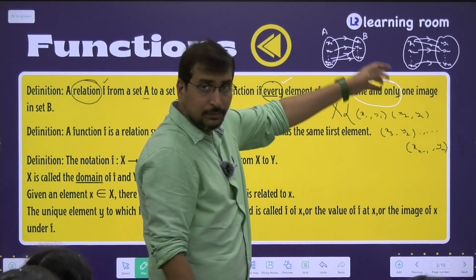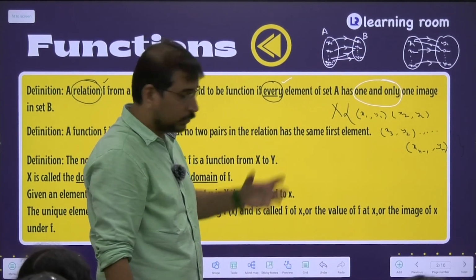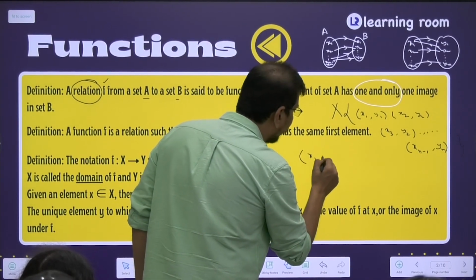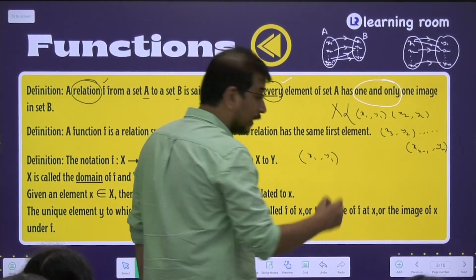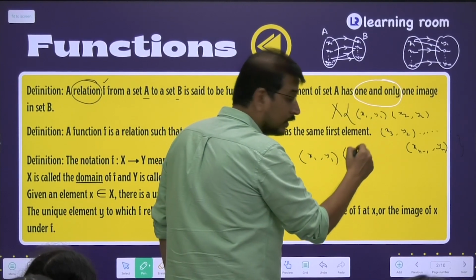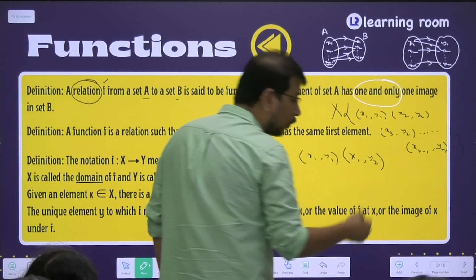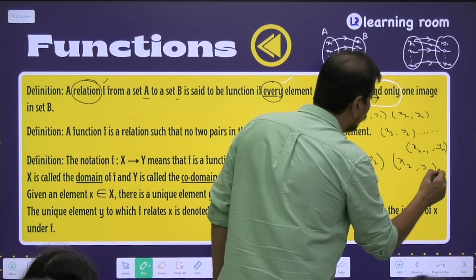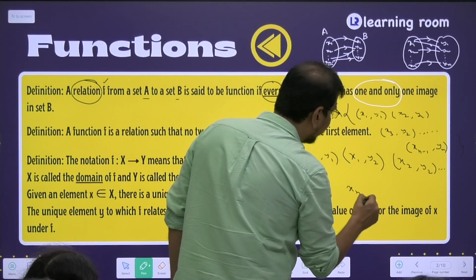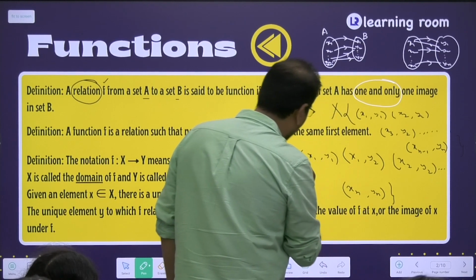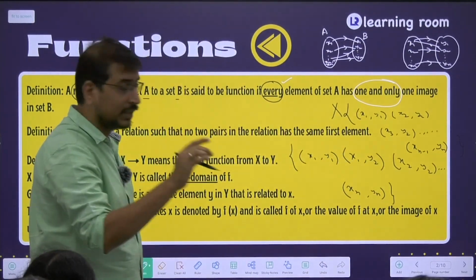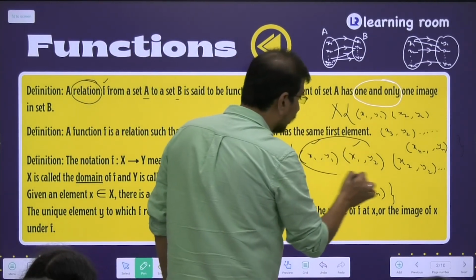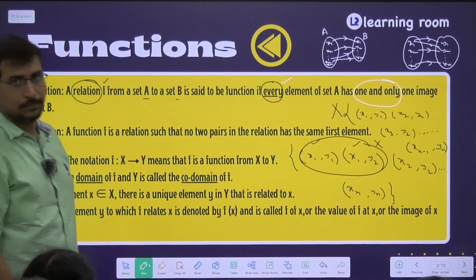In the second case, if I write it in the form of ordered pairs, right? So what will I get? I'll have x1 comma y1. For the way I considered, I'll have x1 comma y2, and then I'll have x2 comma y2, so on till xn comma yn. One thing is every element has an image, but what is happening? The first element has two images. Because of this reason, it is not called a function.